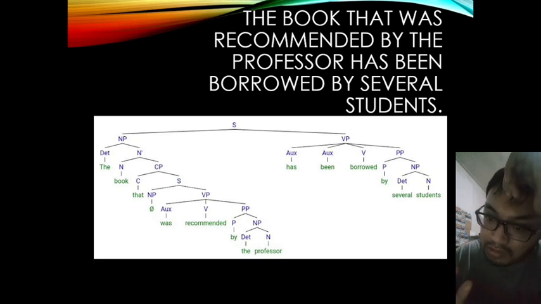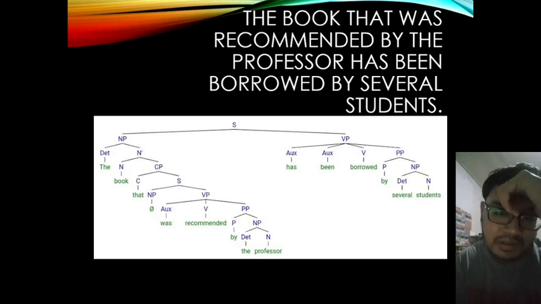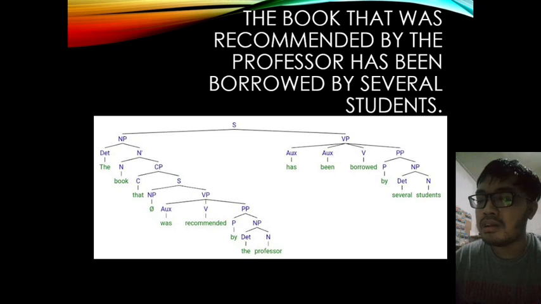The main verb phrase has been borrowed by several students. Has been borrowed is a perfect passive construction, and by several students gives the agent in the passive voice.